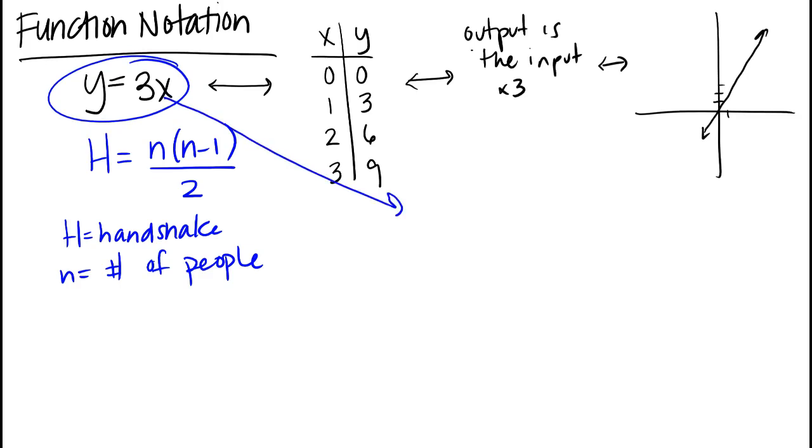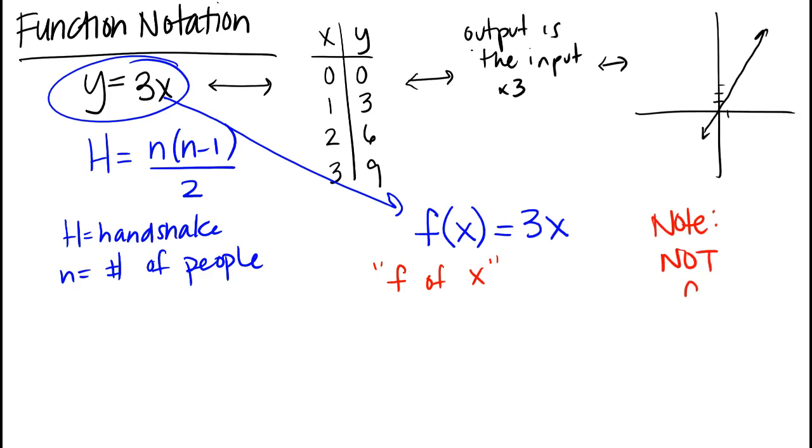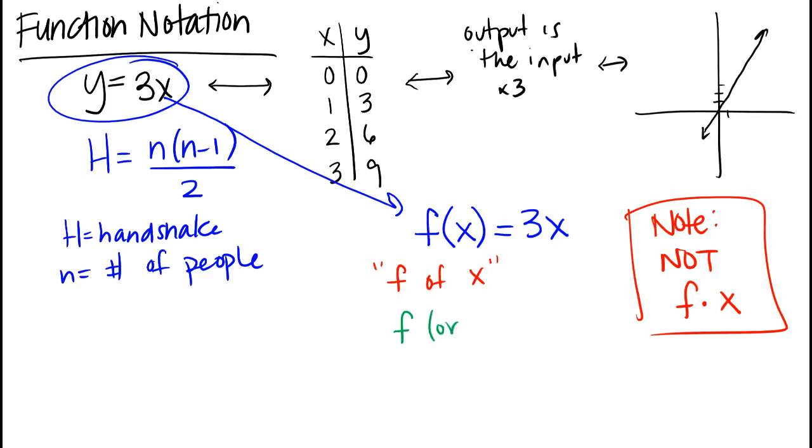So our function notation version of this, instead of using y, we're going to use f of x. That's how that is said. So I'll rewrite that for you. This is f of x. What this means, and this is a huge note, is not f times x. That's how a lot of students will see this. What this actually means, f of x, is that our f, our output, depends on x. So this is more useful in our handshake problem, right?